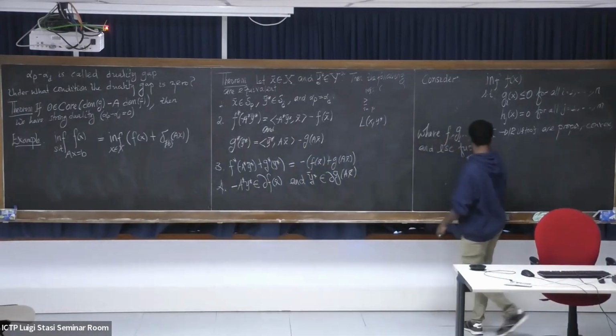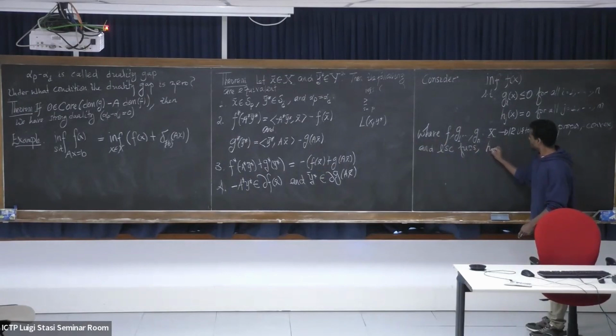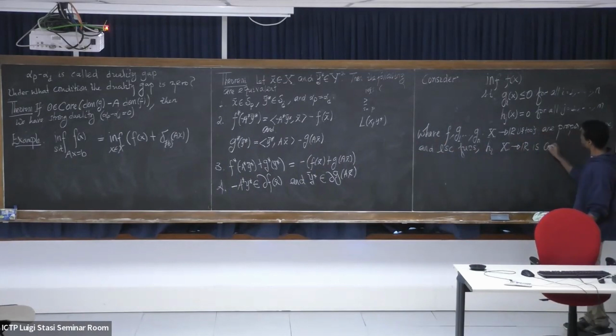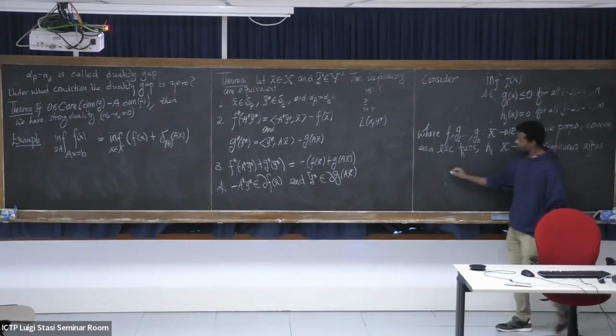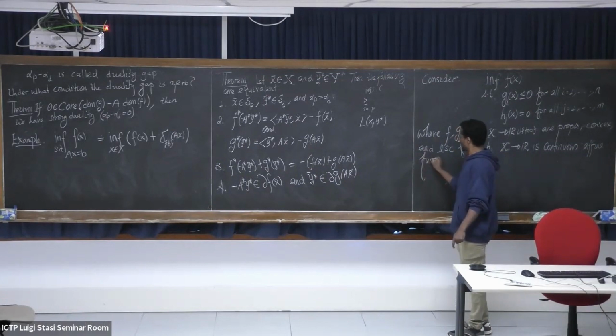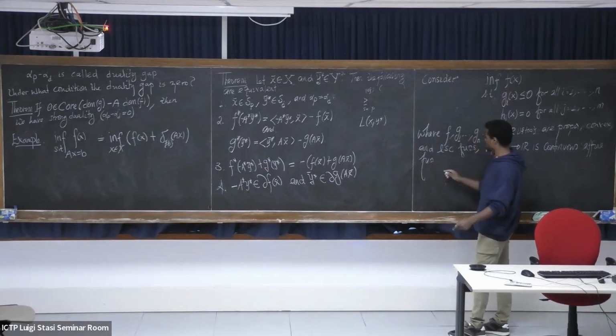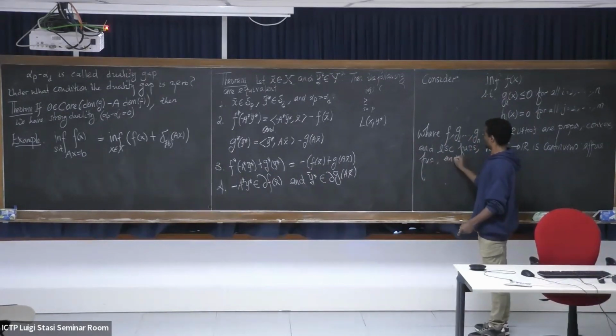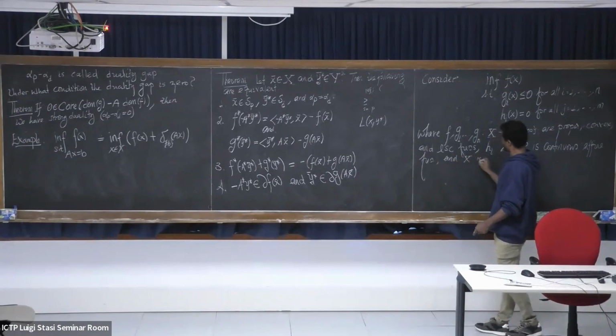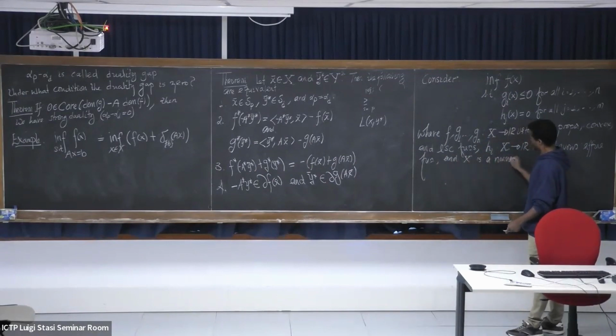And h_j is a real valued function, a continuous affine function. X is a normed space. So what is a continuous affine function?